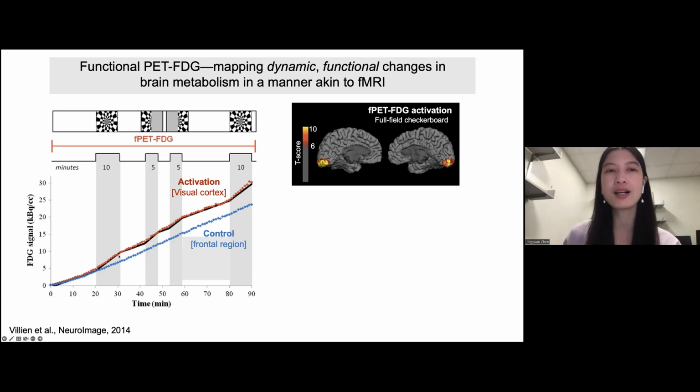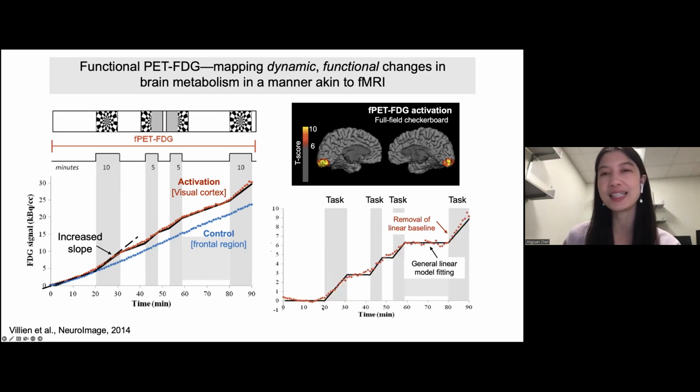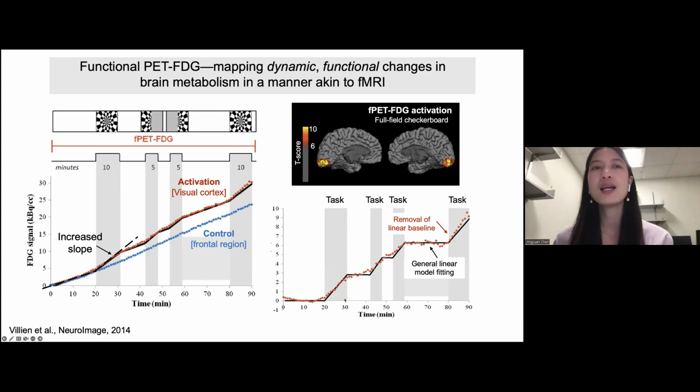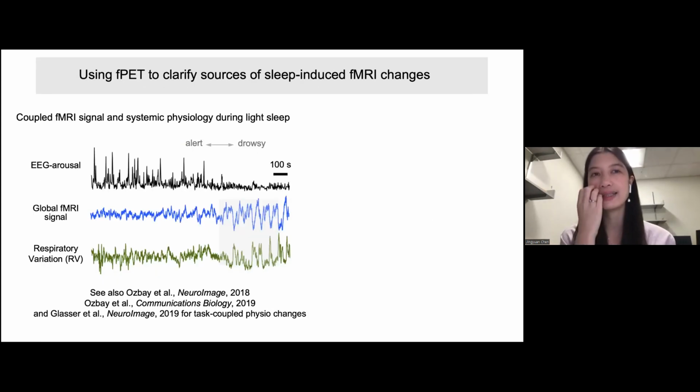It's most obvious when you remove the linear trends. For instance, shown here, as you can see in the detrended curve, every time there's a task, there will be an increase in slope. Likewise, if there's a decrease in metabolism, there will be a reduction in slope. So that's kind of exciting. The idea here is that we can probably use this to classify whether some sources we see in fMRI signals are neural or physiological. And the particular case we are testing is sleep.